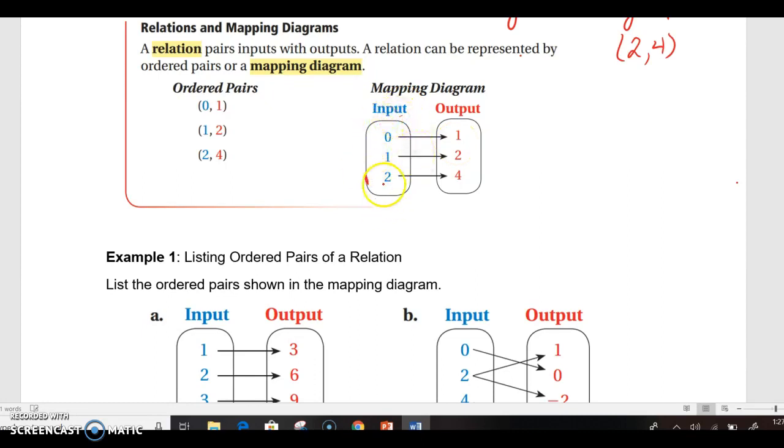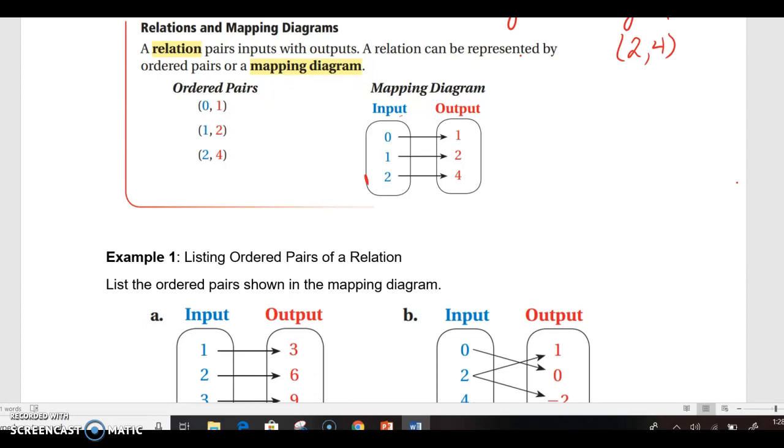So it shows these ovals around the inputs and the outputs, and then we use arrows to show a connection between the input and the output. So it's just a method of representing a function that you need to be able to recognize.